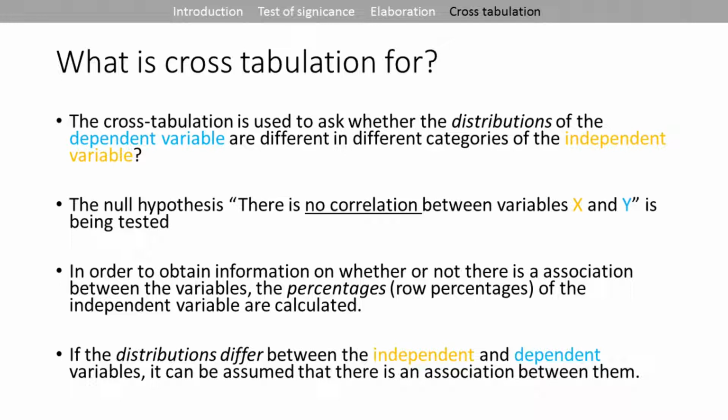Simple as that. In order to obtain the information whether there is an association between the variables, the row percentages of the independent variable are calculated. If the distributions differ between the independent and dependent variables, it can be assumed that there is an association between them.